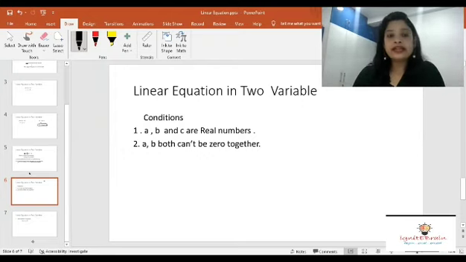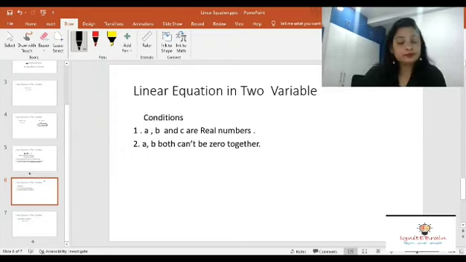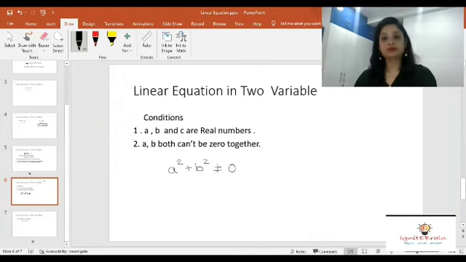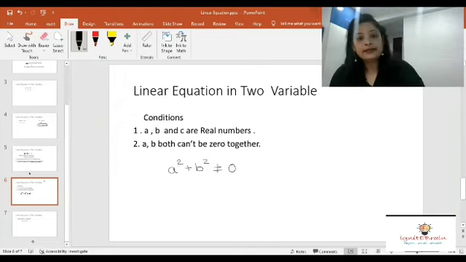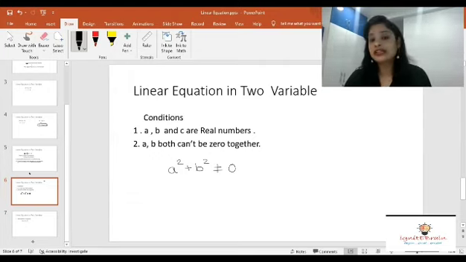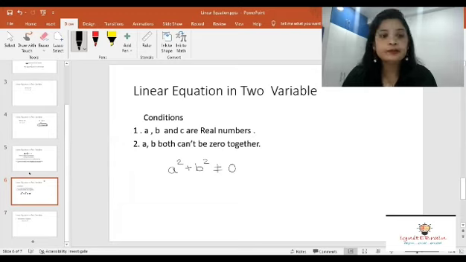Can you write the second condition in a mathematical way? Just think, it's very interesting. Okay, so how we can write it is a square plus b square is not equal to 0. Got it? Here it implies that a and b cannot be 0 at the same time. That is our second condition, and this is the way in which we can write it mathematically. Hope this is clear.